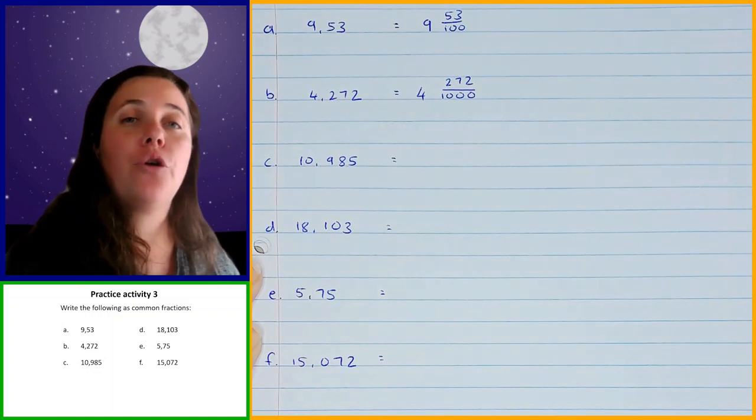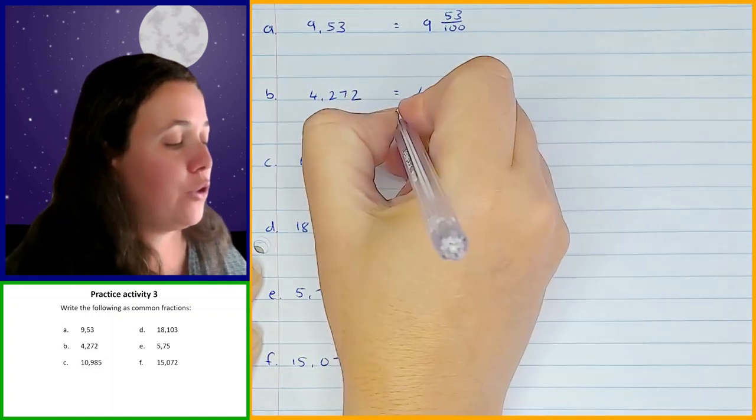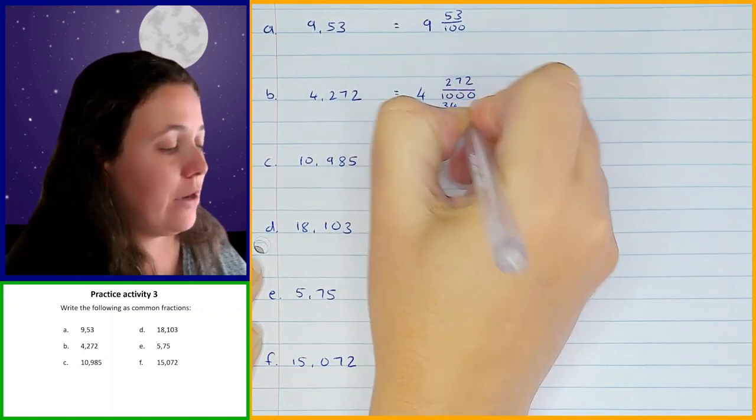It is important for you to know how to simplify fractions, but it is also helpful to know how to use a calculator to simplify it for you. So that's going to be 4 and 34 over 125.